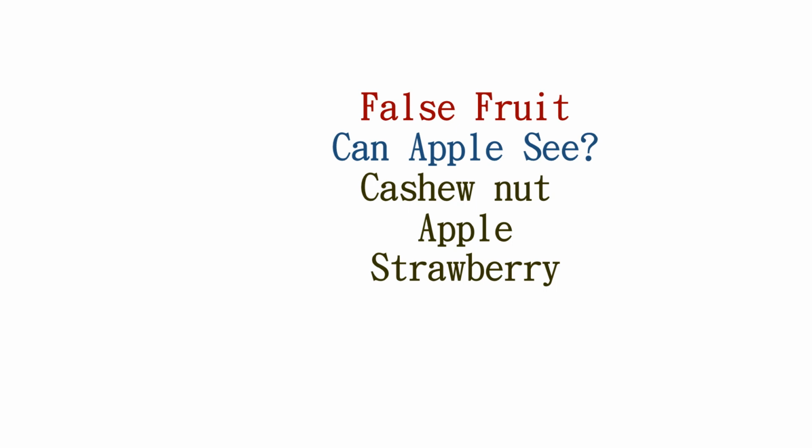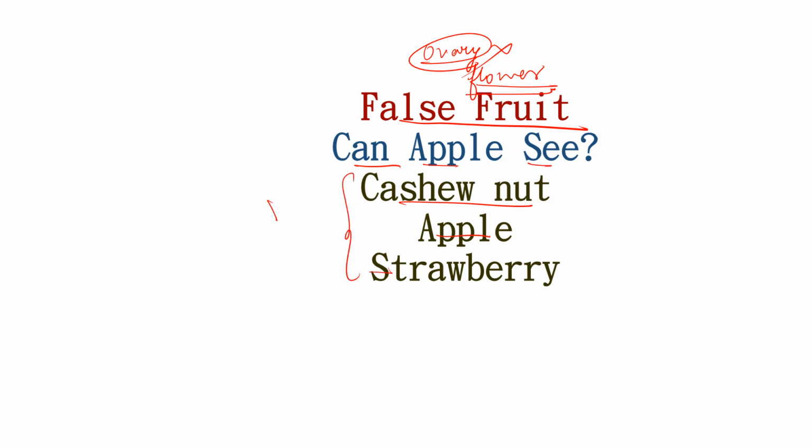The trick is for false fruit. What are false fruits? These are the fruits that are formed from any other part of the flower except the ovary. They can be formed from any other part of the flower. So for this, the trick is can apple sea. So from can it's cashew nut, from apple it's apple, from sea it's strawberry. These three examples are also given in the NCERT, and you can remember them from this simple sentence: can apple sea, cashew nut, apple and strawberry.